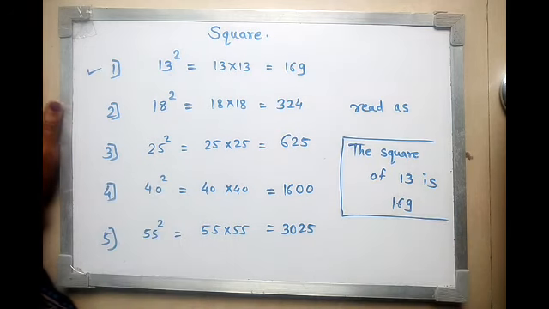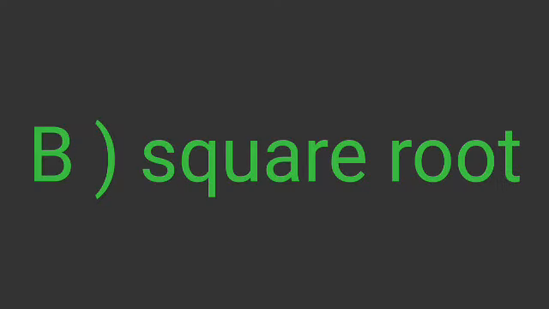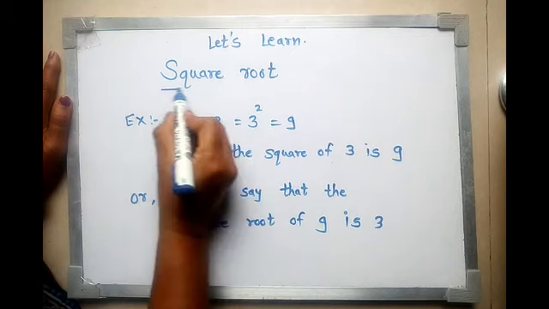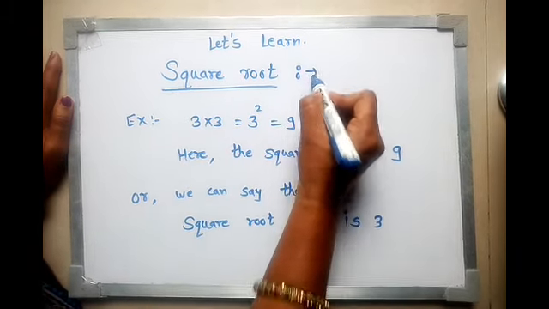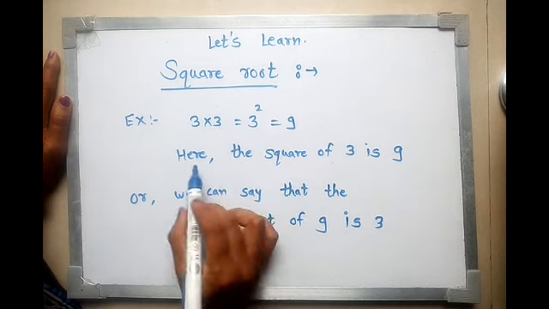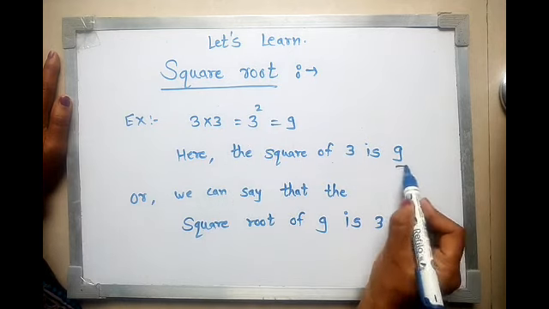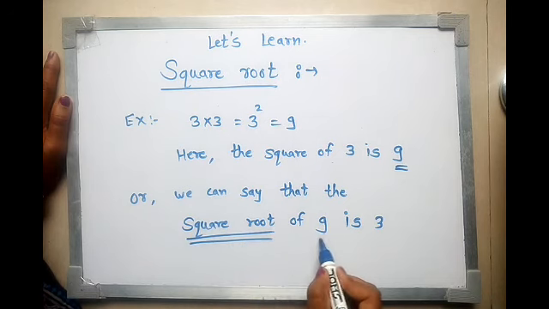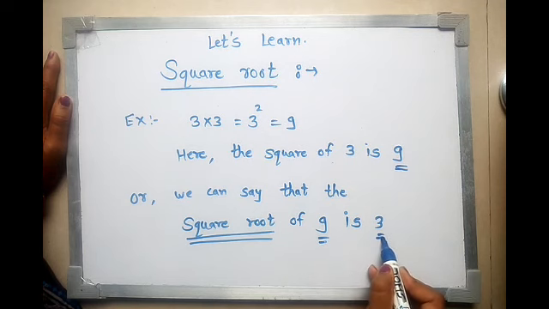In this example, we find squares. Next, B, we find square root. Meaning of square root: finding which number's square is the given number. Let's learn square root. For example, 3 into 3, 3 square is equal to 9. Here the square of 3 is 9, or we can say that the square root of 9 is 3.